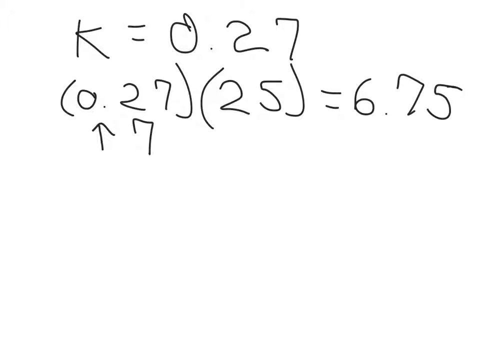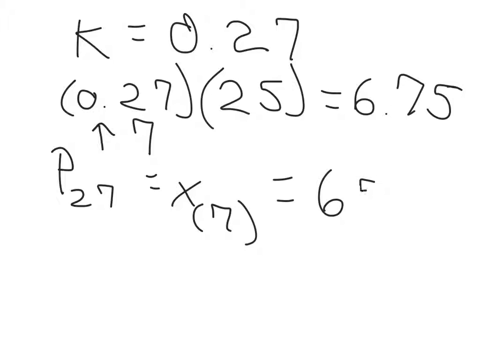Okay? So this tells me that the 27th percentile can be found at position 7. And where is position 7 in my data set? What's the value at position 7? Let's see, it is 656. Okay? That's your 27th percentile. Yay. All right.